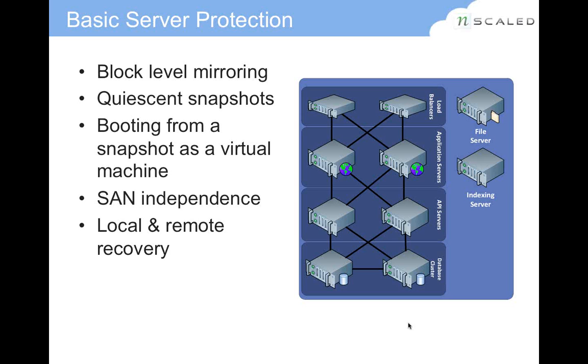So one of the keys, though, is quiescent snapshots. Because when you wake a server up from this type of a protection scheme, you actually need it to be able to boot, and you need the file system to have its integrity in place. And so for a typical server, that involves having a file system agent installed. The file system agent actually makes sure that the file system is aware that a snapshot is being taken and that the block level changes are represented in the file system.